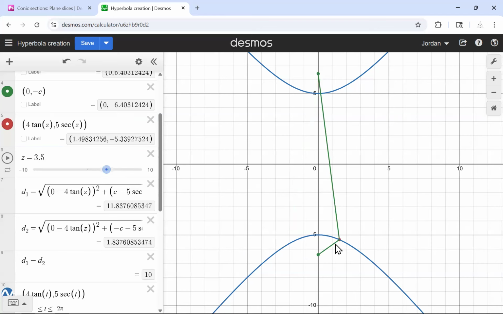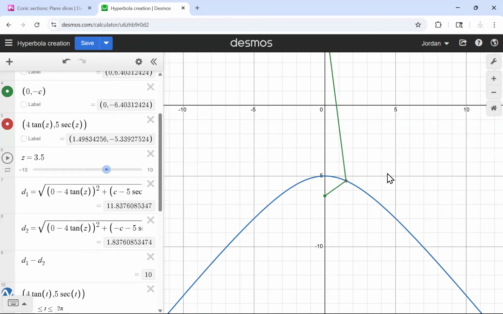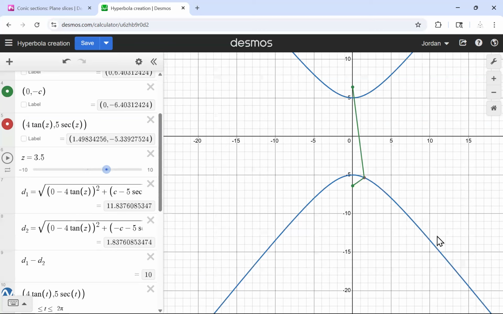It turns out every other point has that exact same property. If I measure the distance from one focus to the point, and then measure the distance from the other focus to the point, I'll get different numbers, but when I subtract those two, in this case it was about 11.84 and 1.84, I get 10. Every point on the lower half of the hyperbola has that when I subtract d1 minus d2, I get 10.